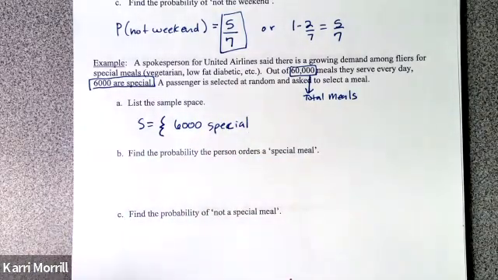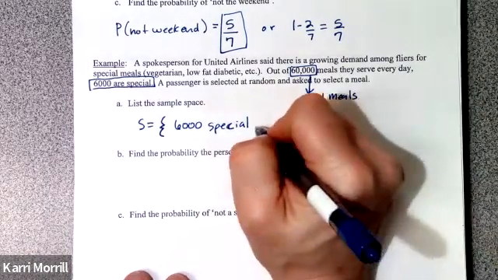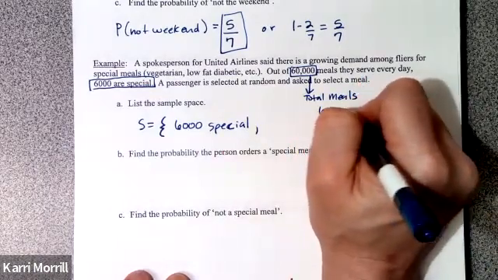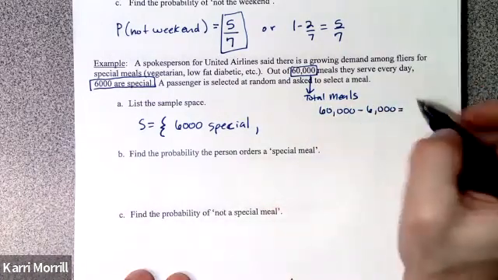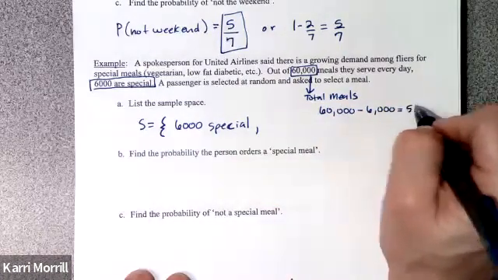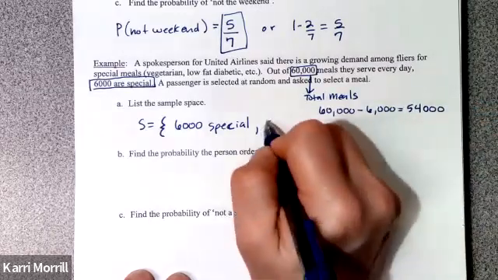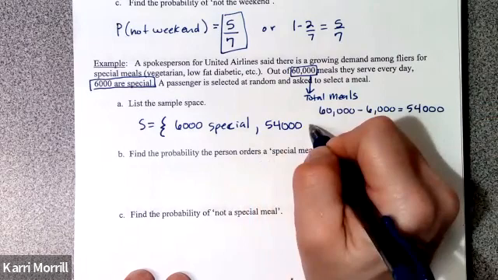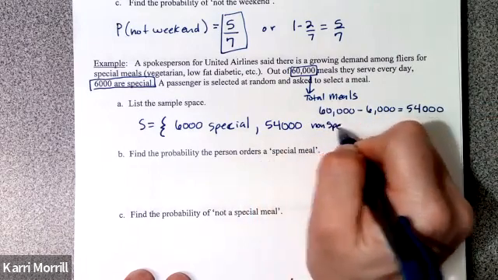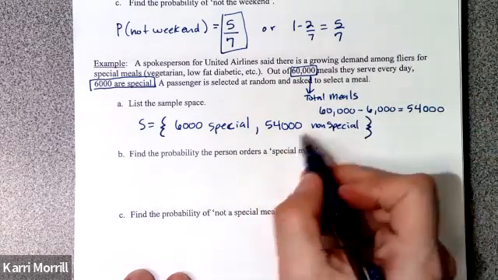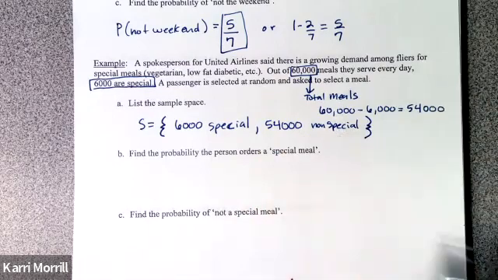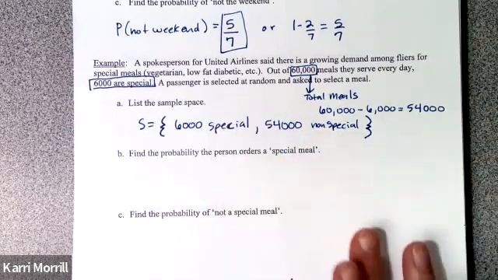For instance, things that are low sugar or no carbs, maybe for diabetics. We would need to take 60,000 minus the special meals to get how many are regular meals with no dietary restrictions. So I'm just going to say 54,000 non-special, or you could put regular meals. Meals that may include bread, sugar, desserts, all the things we all love that maybe a diabetic should not be consuming.